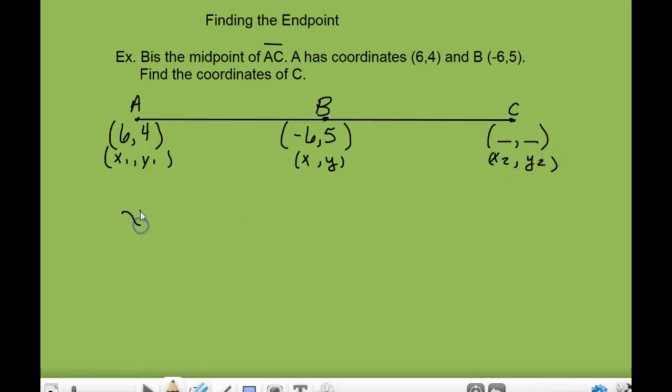So the midpoint formula, to find the midpoint x, you add x1 plus x2 and divide it by 2. And to find the midpoint y, you add y1 plus y2 divided by 2. Alright, so this time, do we have an x? Yes, we do. So x is not our variable this time. You plug it in there. Negative 6. What is our x1? 6. What is our x2? That's what we're trying to find.